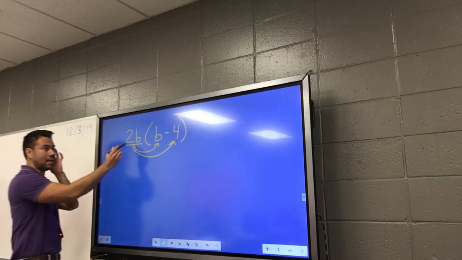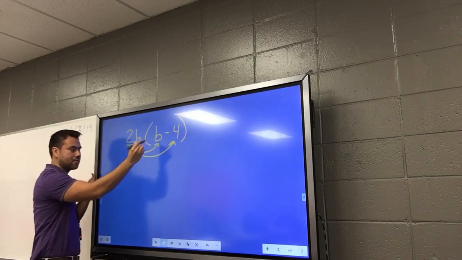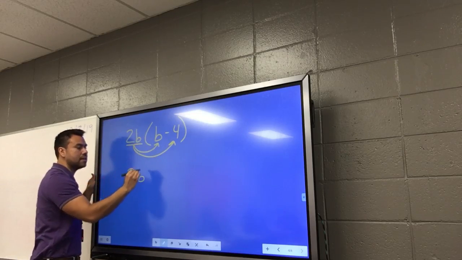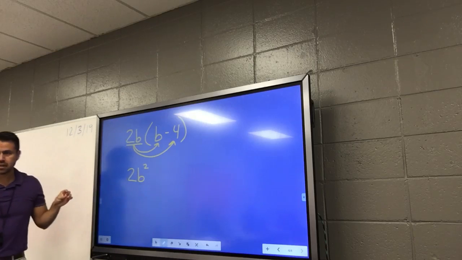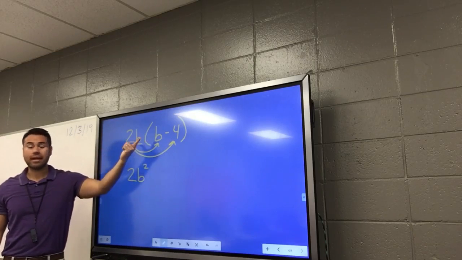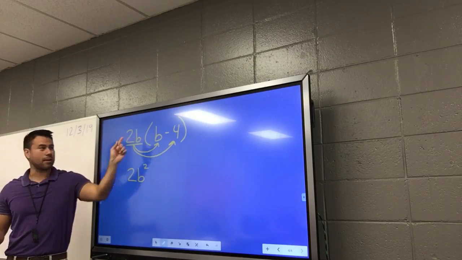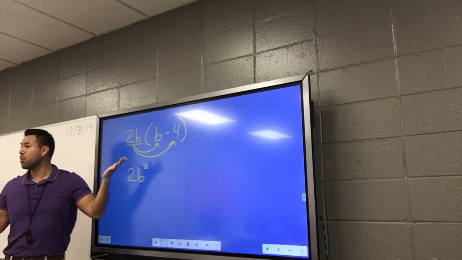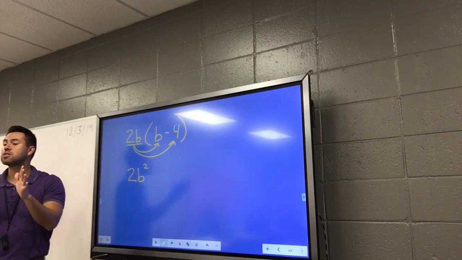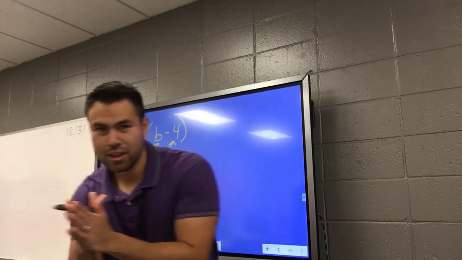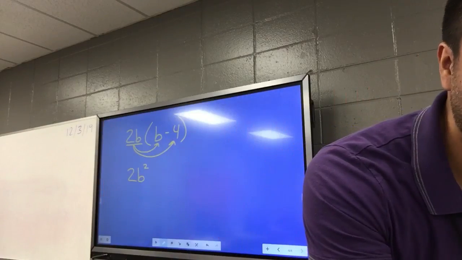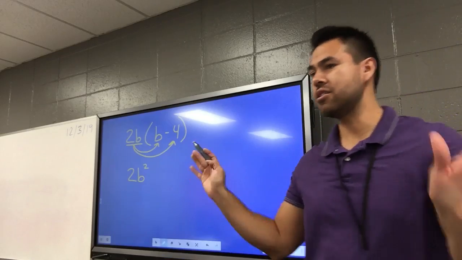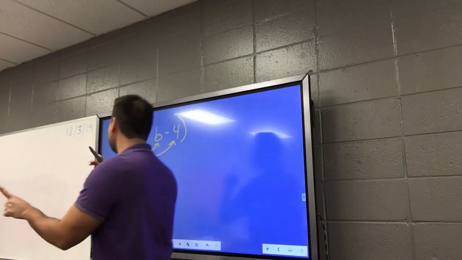Okay, what's 2b times b? 2b squared. Are you allowed? Do you guys notice that these are technically like terms, right? You're allowed to multiply them, but you can also, please listen carefully, you're allowed to multiply unlike terms. You're allowed to do that. You just can't add and subtract unlike terms.